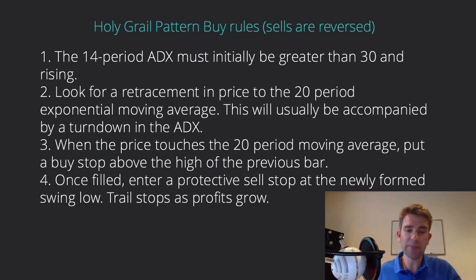Number 3, when the price touches the 20-period moving average, we're looking to buy above the prior high. Right, that makes sense. Again, you're systemizing the approach. You're not leaving any discretion.